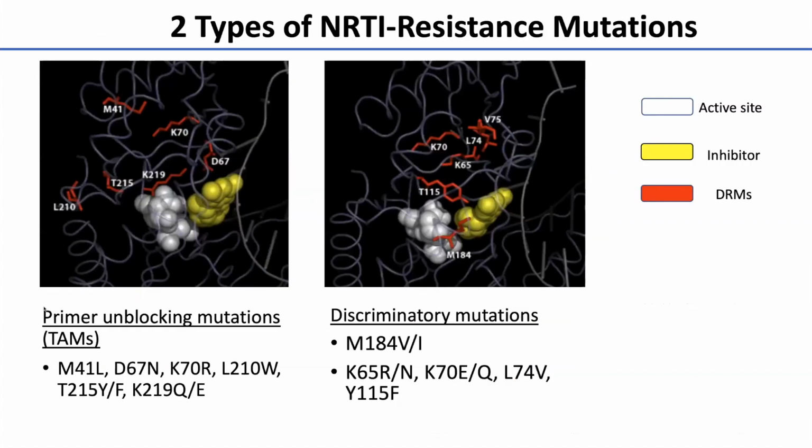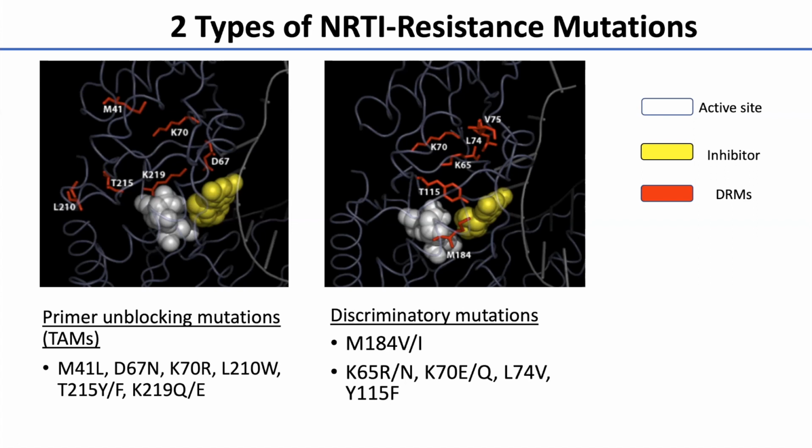The NRTI resistance mutations act by two mechanisms. The TAMs shown on the left make it more likely that the chain terminating NRTI will be removed from the growing viral nucleic acid primer. As a result, they are also called primer unblocking mutations. The discriminatory mutations, several of which are shown on the right, reduce the rate at which NRTIs are added to the growing viral nucleic acid primer.